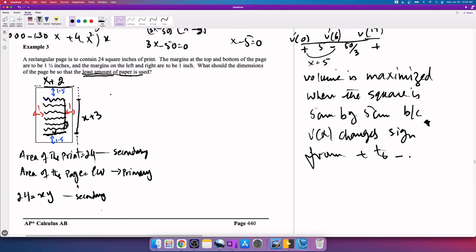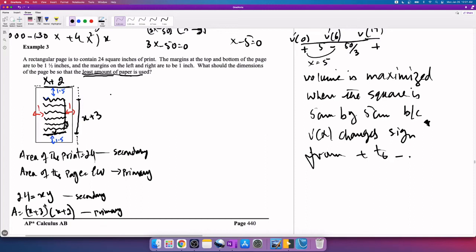Now we need the area of the page. The area of the page is A equals length times width. So my length for the page is x plus 3, and the width is y plus 2. So this is my primary equation that I said we are not going to touch. We only are going to replace and take a derivative of it.